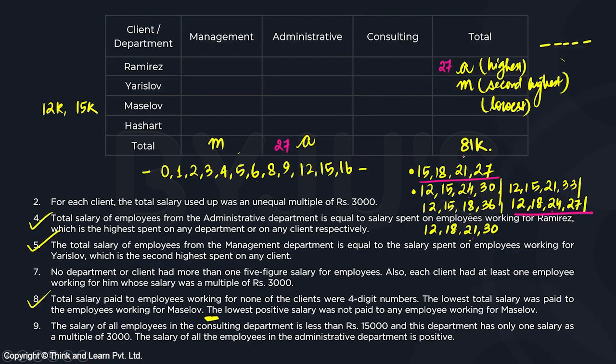Now, in this, if we take 15, okay, let's take the first case. If 27 is the highest, the second highest is 21. So this turns out to be 21. So there is a gap of 6 here. So this will turn out to be 33.